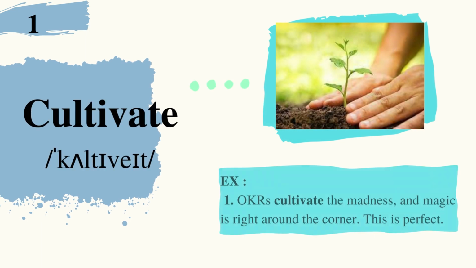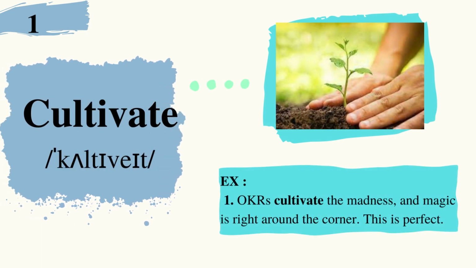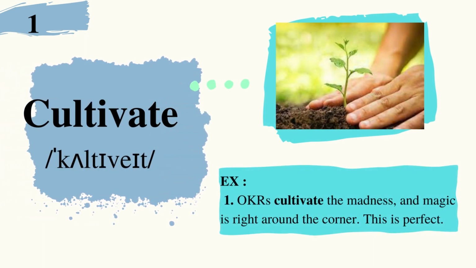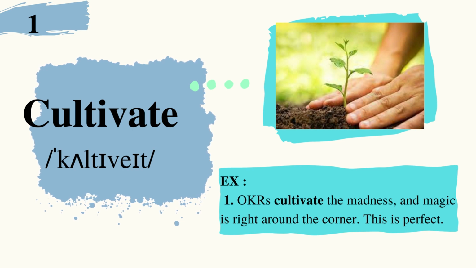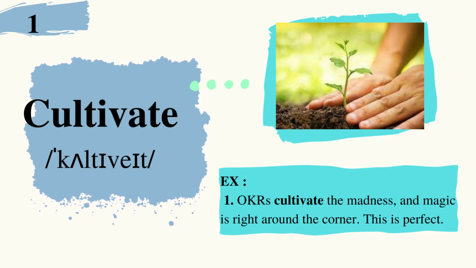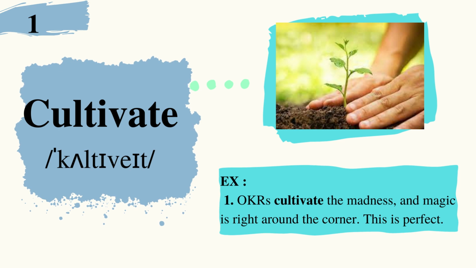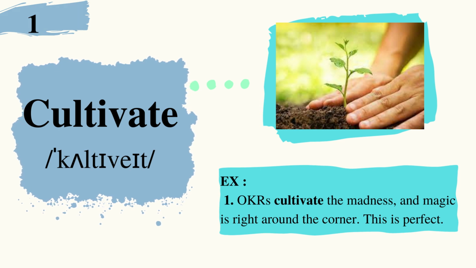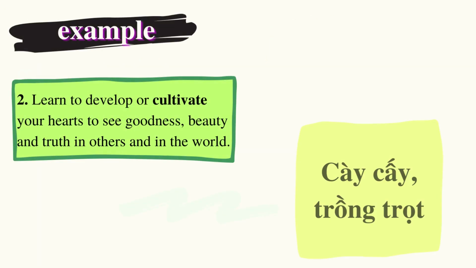1. Cultivate. Example. OKRs cultivate the madness, and magic is right around the corner. This is perfect. Learn to develop or cultivate your hearts to see goodness, beauty, and truth in others and in the world.